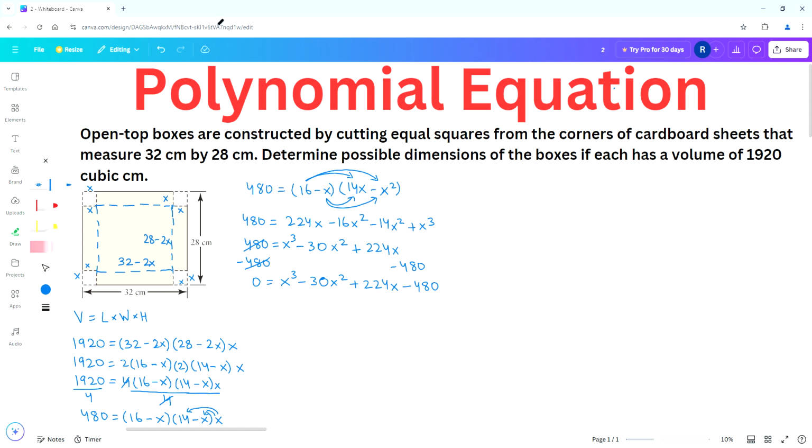This is the equation we have to solve to find the value of x, which we can use to find the possible dimensions. This is a cubic polynomial. The leading coefficient is 1. The number term is negative 480. There are 4 terms in this expression. We cannot factor this expression using the grouping method, so we have to use rational roots theorem. We should start by writing out the factors of negative 480.